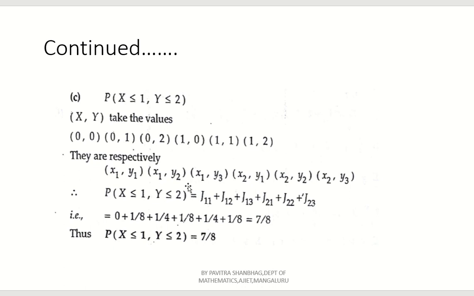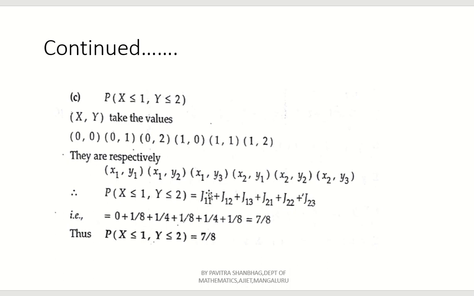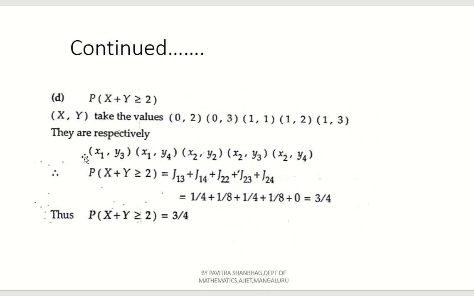So what are the possibilities? J11 plus J12 plus J13 plus J21 plus J22 plus J23. Now add this, J21, say here everything is available here. Just substitute and add. You will get what? See here, 7 by 8 is the answer. Therefore, P of x less than or equal to 1, y less than or equal to 2 is nothing but 7 by 8.